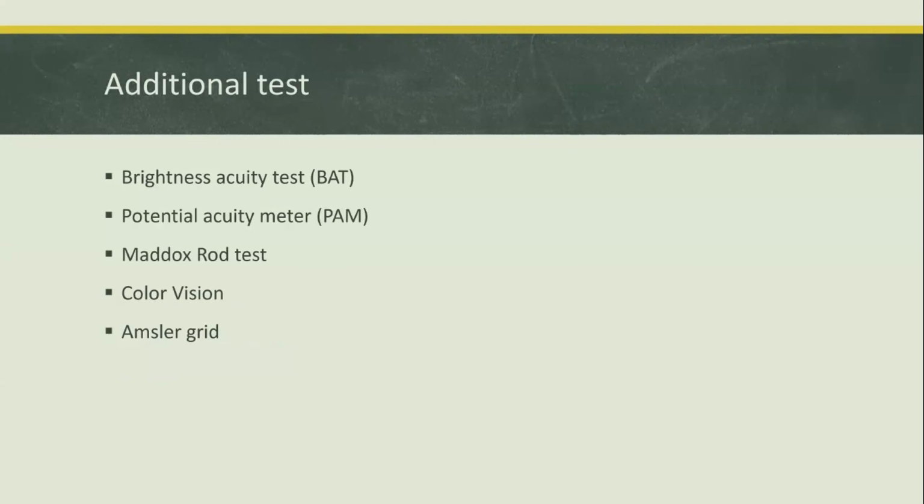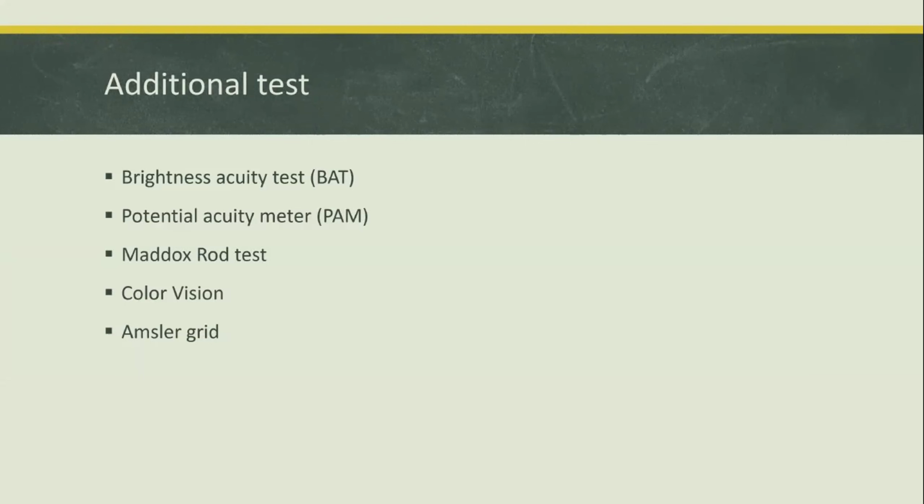It is useful when patient complaints are greater than expected from the visual acuity findings. And the potential acuity meter estimates the potential visual acuity after cataract surgery. So it helps in predicting the post-operative visual outcome, useful in patients with dense cataracts or suspected retinal disease. So we can show the patient before surgery itself how they will be able to see after surgery.